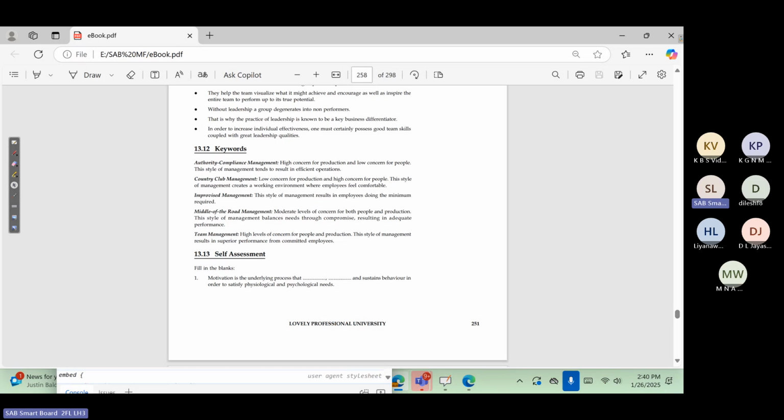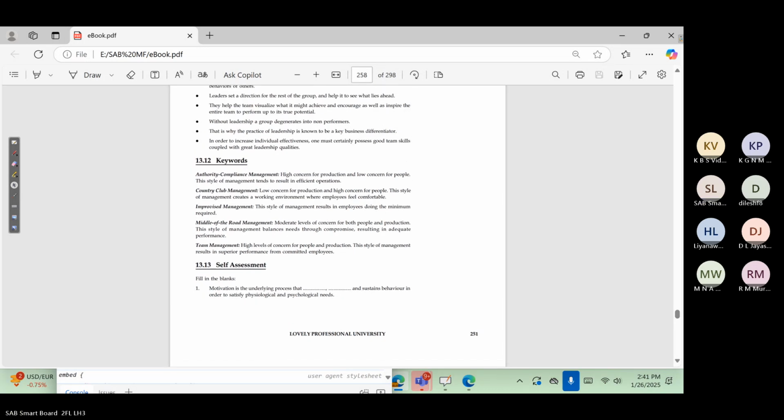Middle one, middle point. Moderate level of concern for both production and people. The style of management balances needs through compromise, resulting in adequate performance. Right. This is the best one, high team management. High levels of concern for people and production. This style of management results in superior performance from committed employees. That's the best one. These are key points.